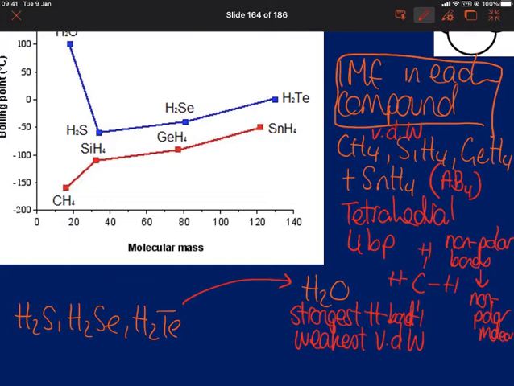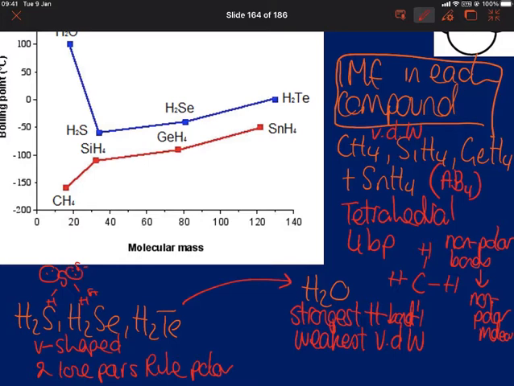When you look at these guys over here, they're similar in shape or identical in shape to water. They have no hydrogen bonding because there's no NOF present, so they are V-shaped or bent. They have 2 lone pairs, and we've said by rule 3 the fact that they have lone pairs makes them polar molecules. So these guys will be so weakly polar due to the lone pairs, not due to the polarity of the bonds. So these guys up here will have dipole-dipole interaction and weaker van der Waals.